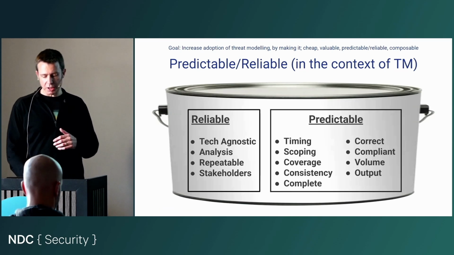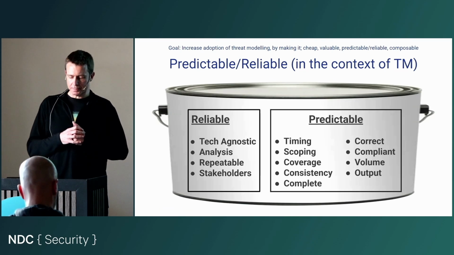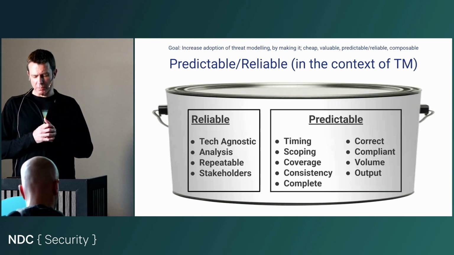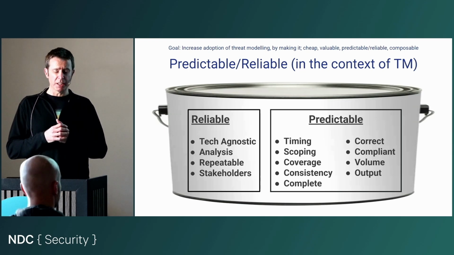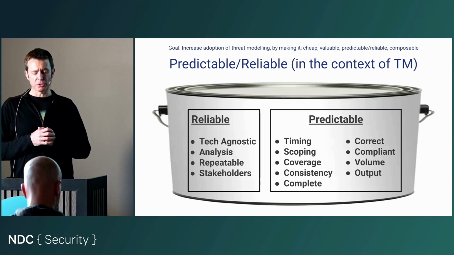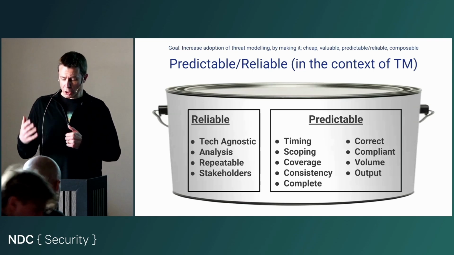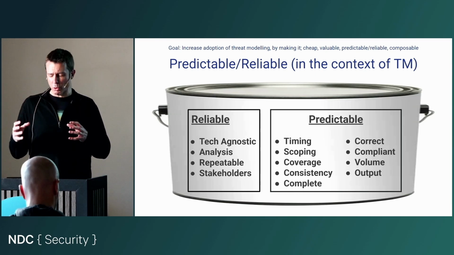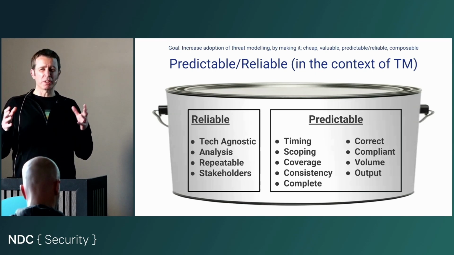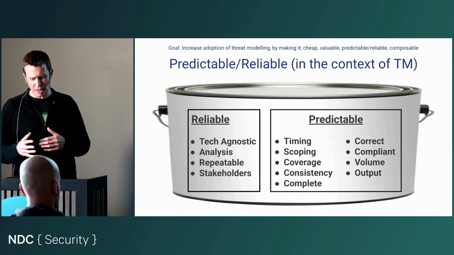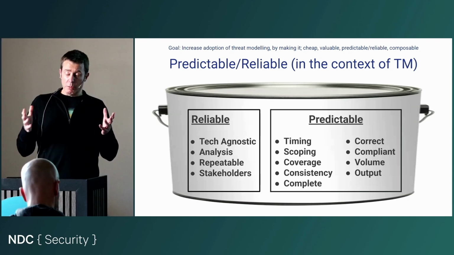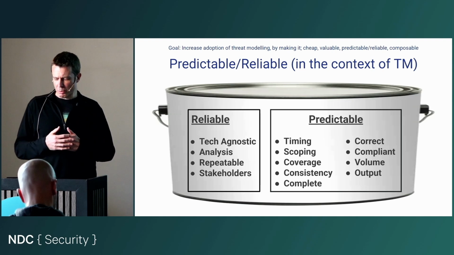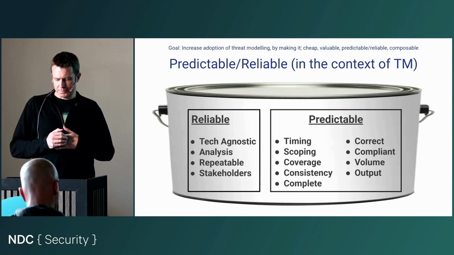Then we can think about predictable, right? What are the properties here? So timing. A threat model should be done at the right time. Too early and the threats are too generic. Too late and the cost of change is too high. You have scoping, so a threat model should cover exactly what it needs to cover in terms of what's in scope and no more. You don't want to produce a bunch of threats that a team doesn't own and can't really do anything about. A threat model should cover everything that you define as being in scope, but you don't want to miss anything, right? That means you'll miss threats.